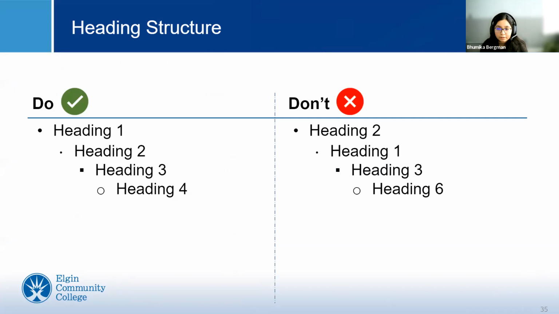So heading 2, for example, should follow heading 1. Heading 3 should follow heading 2. Heading 4 should follow heading 3. That's much more proper structure, and screen reader will be able to tell each heading and what the headings are. And the heading on the right-hand side is a bad example where heading 3 follows heading 1 and heading 6 follows heading 3, which is much more confusing for screen reader users.